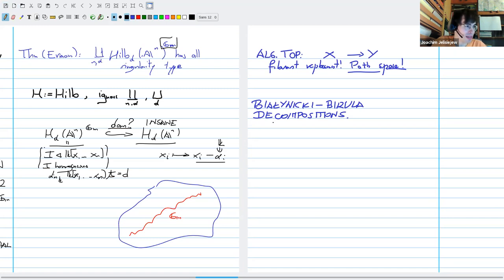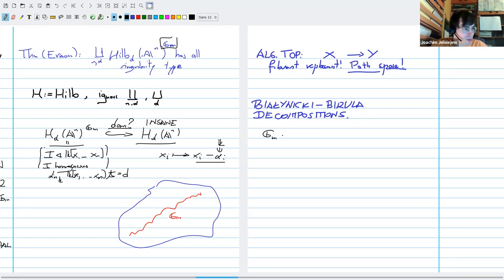So what would we like to do here? By the way, this is a tool, but it's completely disconnected from Hilbert schemes. If you don't like Hilbert schemes, you should start listening again, because this is useful.